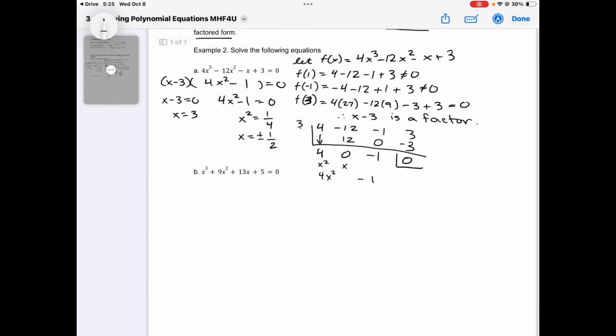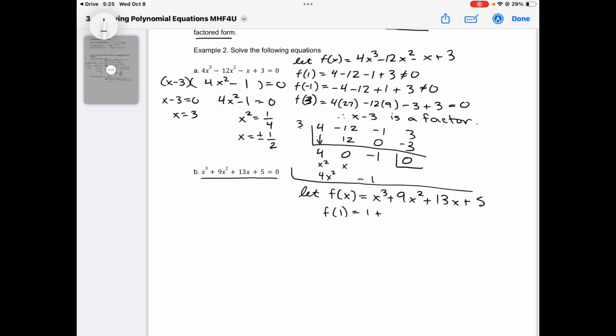So the second one that we're going to do here looks like it could be more complicated, because it has some not prime numbers, but it also doesn't have a number in front of the x cubed. So let's define our related polynomial. So we've got f of x equals x cubed plus 9x squared plus 13x plus 5, and we're going to find a factor. So I'm going to start with factors of 1 or 5. So let's start with 1. So I've got 1 plus 9 plus 13 plus 5. That's definitely not equal to 0 because they're all positive.